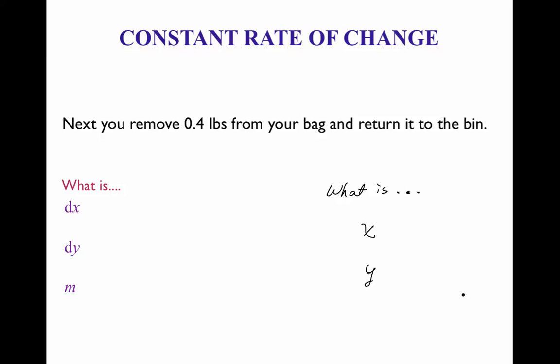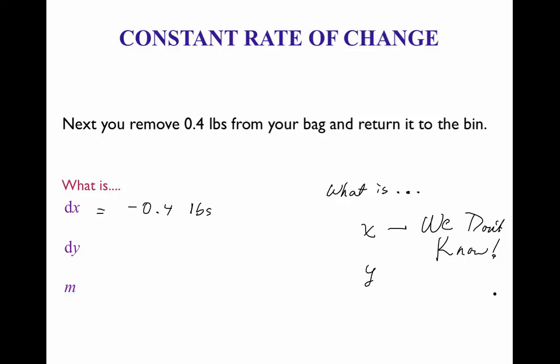What's dx? Negative 0.4. What's x? Oh, I got you there. What's x? 1.1. Is it 1.1? 1.5 was a change. 1.5 wasn't the pounds before. It was a change also. What is x? As a value? We don't know. We don't know. It didn't tell us.